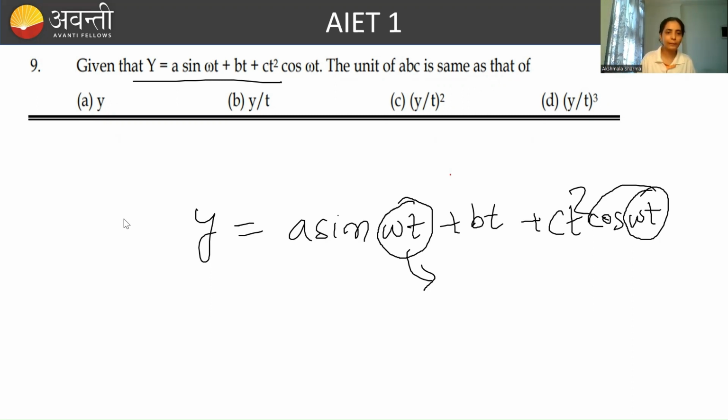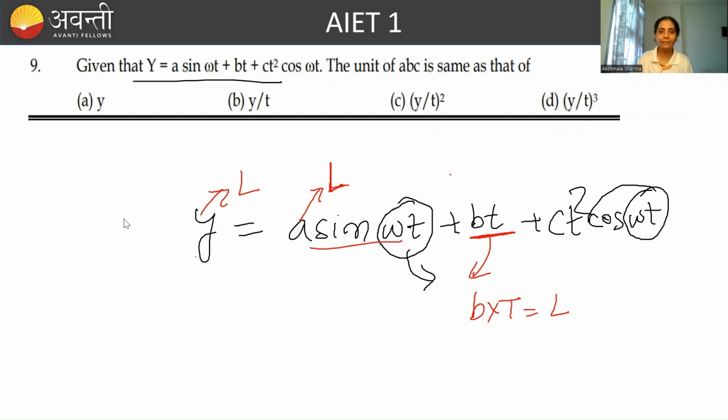So again, the same logic we are going to use, the one we used for question number 1. So what will be that logic? If we are adding two things, they will have same dimension. It has dimension of what? This is a displacement, so it has a dimension of length. And this should also have dimension of length because we are equating y with a sin omega t plus something. So it should have dimension of L also. Again, bt should have dimension of L. Done. So you write this down carefully like this, B into time, dimension T, should be equal to L because we are adding these two things.